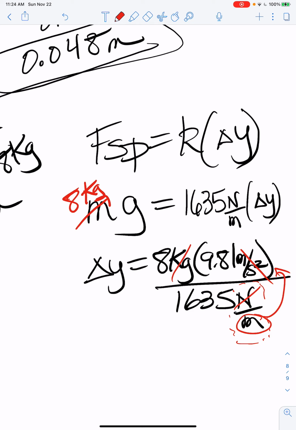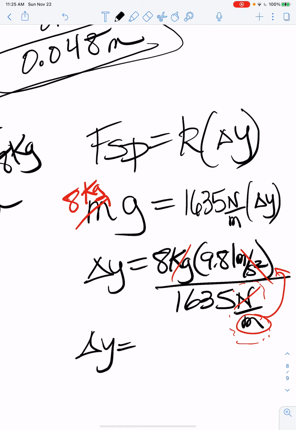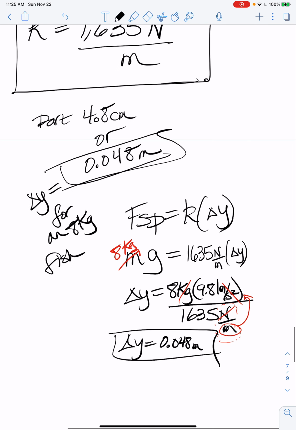And we end up getting 8 times 9.81 is 78.48 divided by 1635, which is 0.048 meters. And is that what we predicted? I think it was. Yeah. All right. So you can back it up with the math there if you want to.